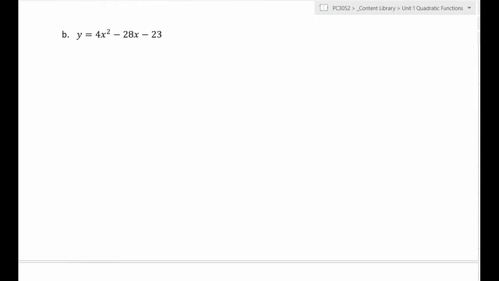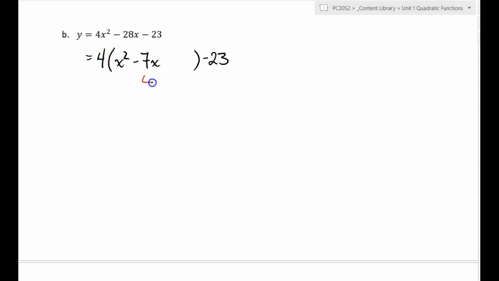You can pause the video here if you want to give this a shot on your own, or you can just follow along. So again, I want to factor out that coefficient of x squared. So in this case, it's going to leave me with 7x minus 23. And the 23 just gets hung out on the outside. That 4 isn't factored out of it. It's literally just being left as a separate term.